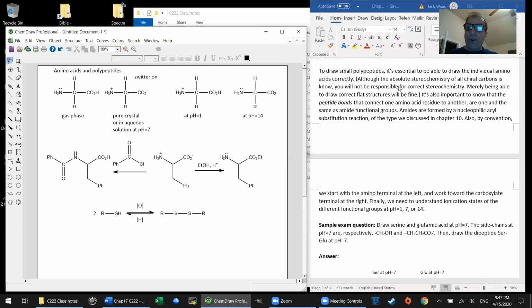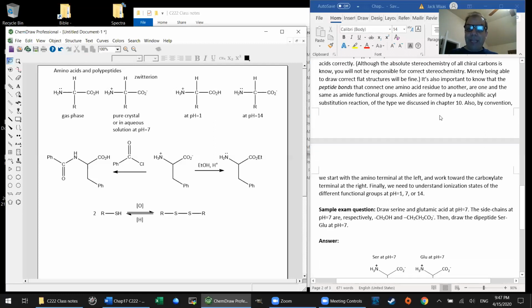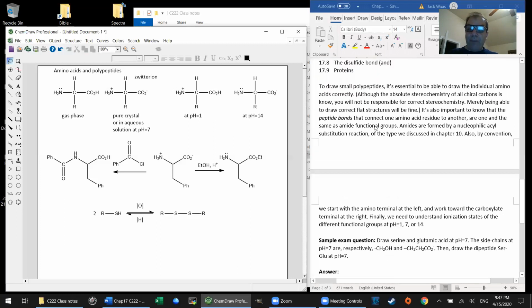Good. So I've laid all that out here. And again, we already talked about amides and how they're formed, how you can form an amide with the right set of reagents, either an amine and a carboxylic acid, and so they come together and form the amide.